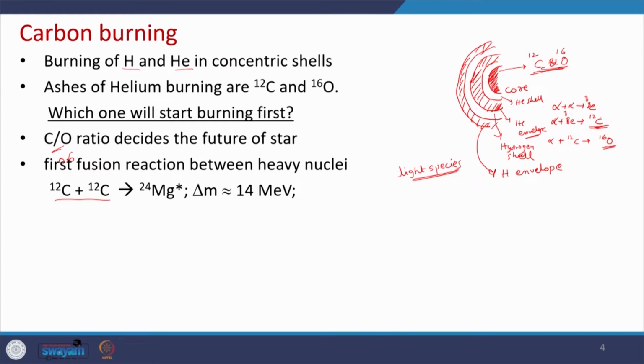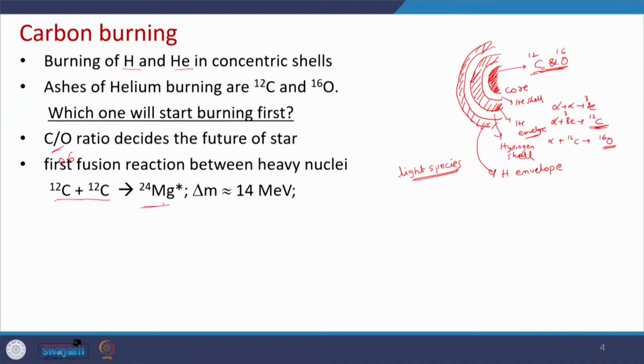For the first time we are discussing a reaction where two heavy nuclei are involved, because in the core there is no helium, only carbon and oxygen are there. So, either you have to assume carbon plus oxygen or oxygen plus oxygen, and as I have said, because of the Coulomb barrier consideration, one has to consider carbon plus carbon. What is the compound nucleus when carbon reacts with carbon? It is magnesium 24 in the excited state.